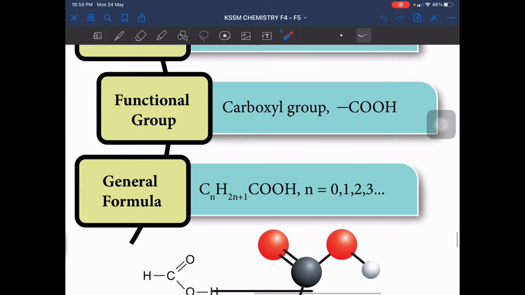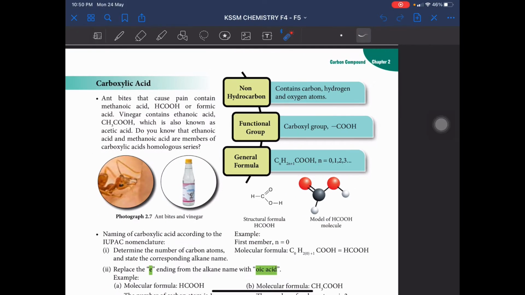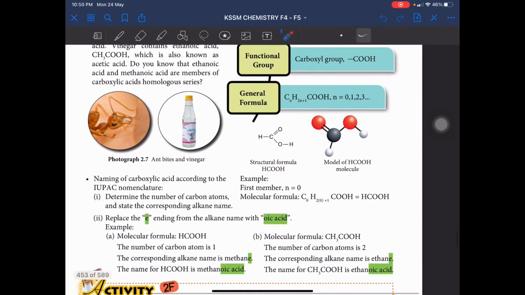General formula. So each homologous series has its own general formula. Same goes to this carboxylic acid. CnH2n plus 1 COOH, where n starts from 0 and then 1 and then 2 and then 3. So please remember that alkane starts from 1, alkene starts from 2, alcohol starts from 1, and our carboxylic acid is different. It starts from 0. So let us see how to name.